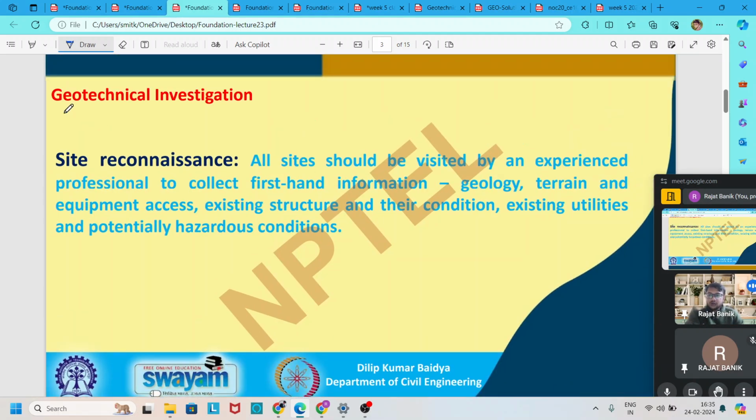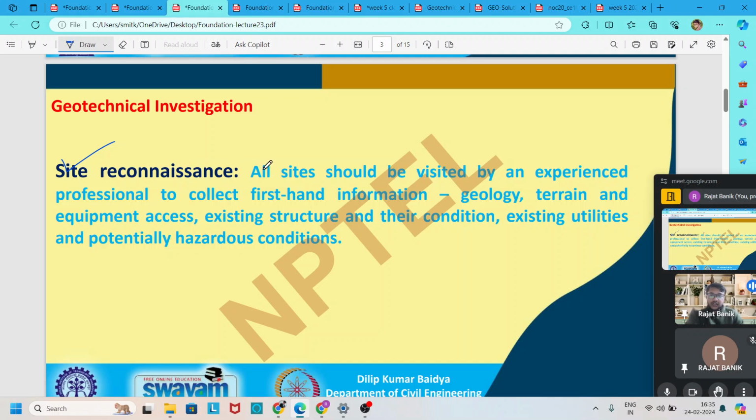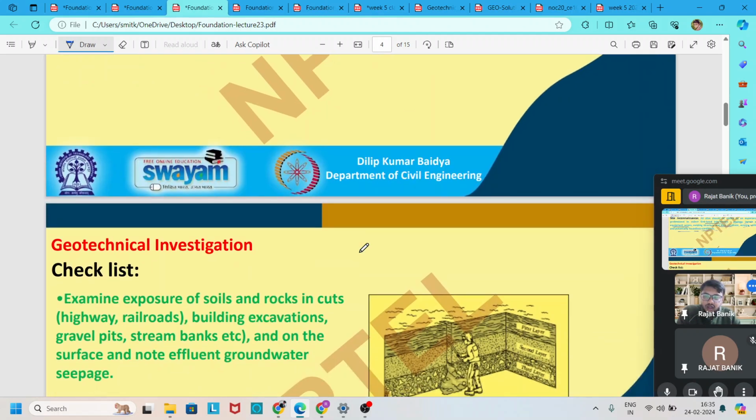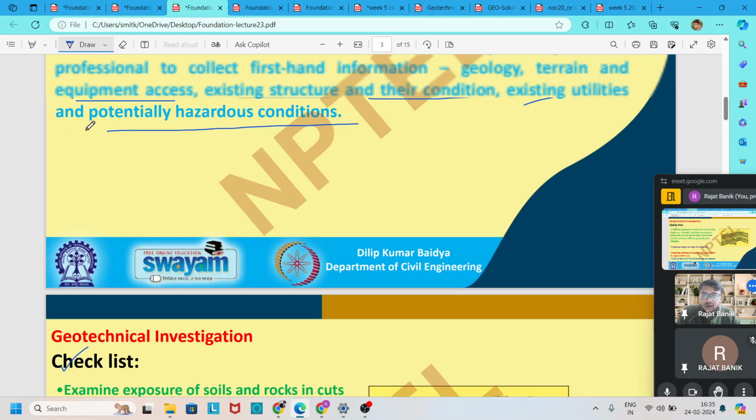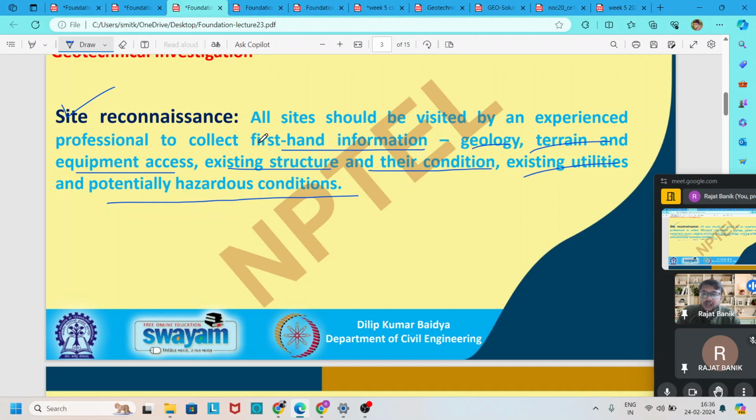Now it is site recognition. Site recognition is the first visit to the site by an experienced professional to collect first-hand information like geology, terrain, and equipment access, existing structures and their condition, existing utilities, and potentially hazardous conditions. Now we have to fulfill the checklist for our site recognition.